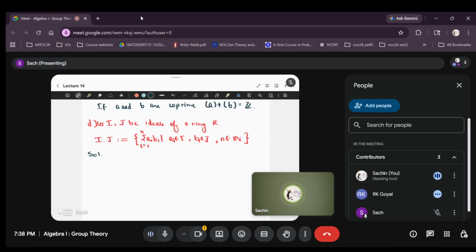No, you can take as many terms in this sum as you want. n can be any natural number, so it can be 1, 2, 3. So you can take simply the product of A and B, where A is in I and B is in J, or you can take two such products and add them, or you can take three such products and then add them. So you can add an arbitrary number of products.